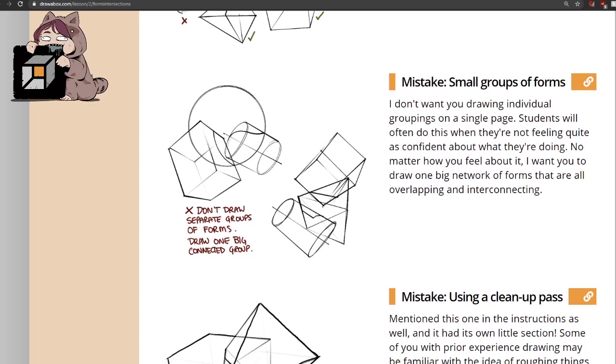Another mistake. Small groups of forms. I don't want you drawing individual groupings on a single page. Students will often do this when they're not feeling quite as confident about what they're doing. No matter how you feel about it, I want you to draw one big network of forms that are all overlapping and interconnecting.